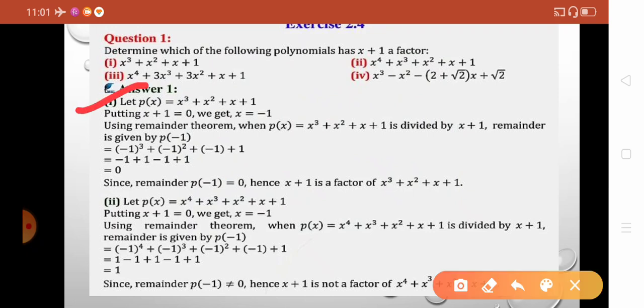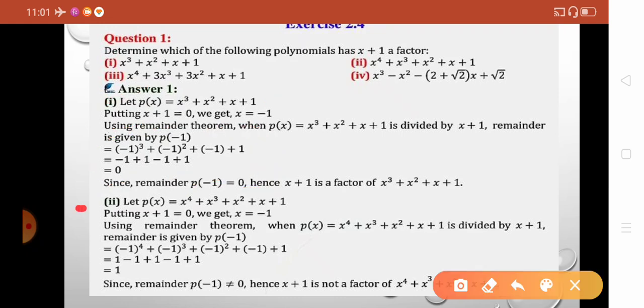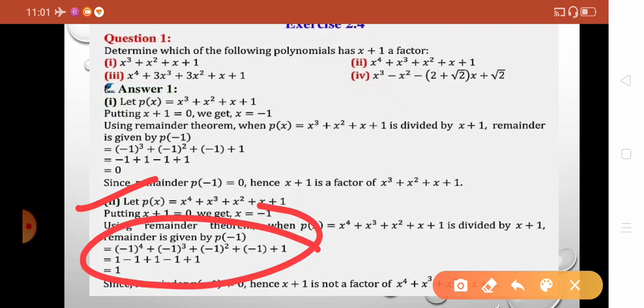So for the first part, p(x) is equal to x cube plus x square plus x plus 1, we will put the value of x equal to minus 1. After putting it, we will get the answer equal to 0. That means x plus 1 is a factor of this polynomial. Now let us move to our second part. In the second part, p(x) is equal to x raised to power 4 plus x cube plus x square plus x plus 1. In this also we will put x equal to minus 1, and here we will get the answer as 1. So it doesn't equal 0, that means x plus 1 is not a factor of the given polynomial.